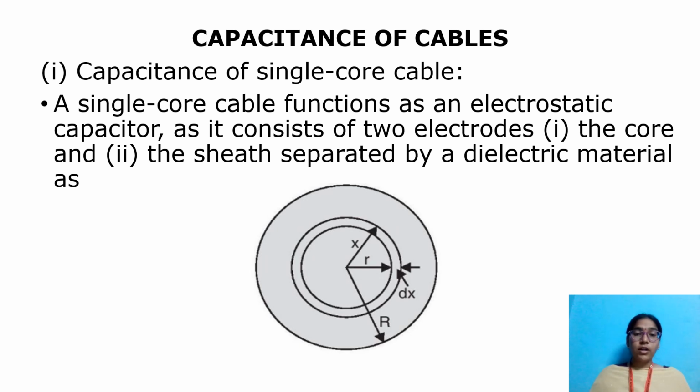A single core cable functions as an electrostatic capacitor as it consists of two electrodes. The first one is the core and the second one is the sheath, separated by dielectric material. This is the diagram of the capacitance of a single core cable, with the two components, the core and the sheath, separated by dielectric material.